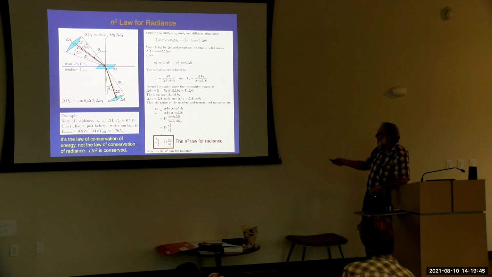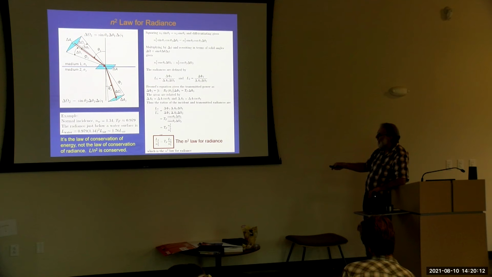So you go through the math here, which we won't bother with, but you end up with this thing called the n-squared law for radiance. And what it says is what's conserved when you go across a surface. Well, energy is conserved. Radiance is not conserved. It's radiance divided by the index of refraction squared. That's actually the conserved quantity. And then you may lose a little bit to reflection at the surface.